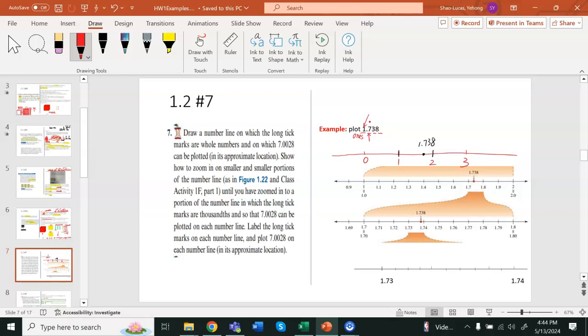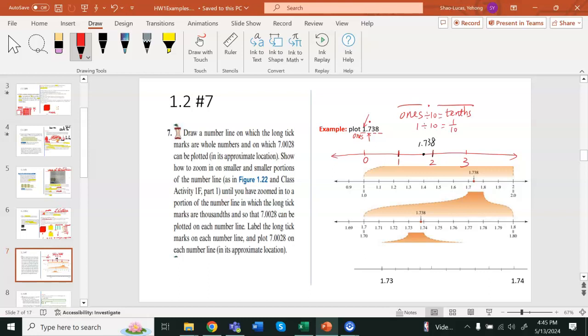And because the first number line that I drew did not really have any tick marks for the tenths, and notice each tick mark represents a whole number 1, 2, 3, and so on, if I want to be able to plot the 7 tenths, I need to generate the tenths. How do we generate the tenths? We have to take 1 and divide by 10. That would generate the tenths. So again, 1 divided by 10 will give us 1 tenth.